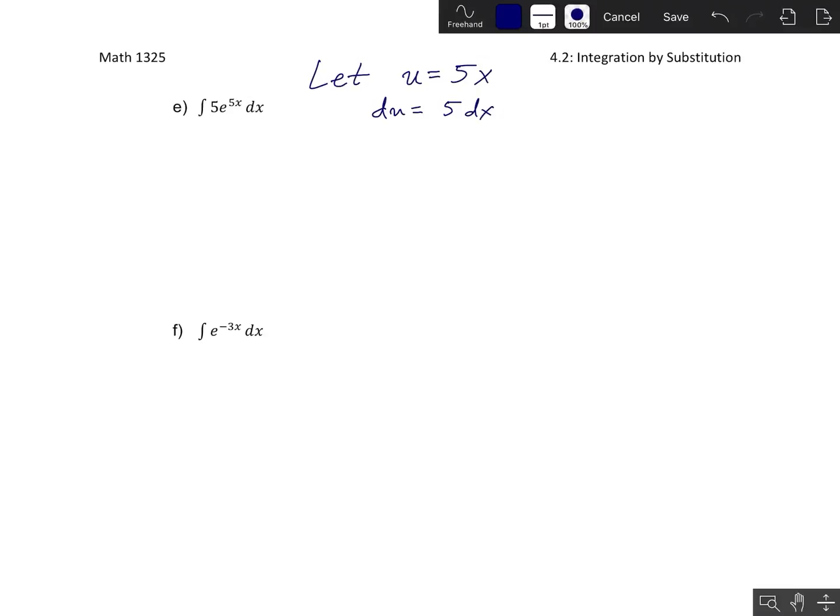So we'll always have a du on the left side and a dx on the right side, and on the right side we should also have the derivative of whatever we started with in terms of x. So we'll get that.